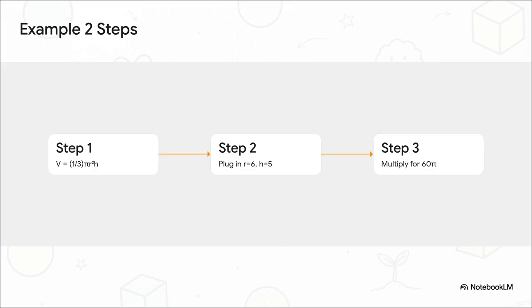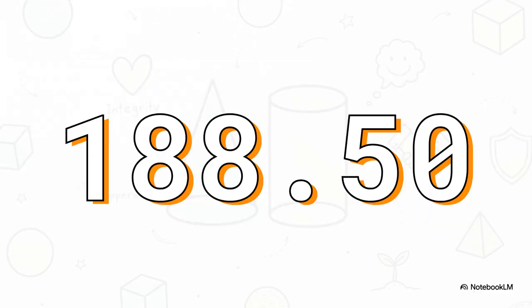6 squared is 36, multiply that by 5 to get 180, cut that into a third, and we land at exactly 60 pi. Converting that 60 pi by multiplying out the value of pi gives us our final answer of roughly 188.50 cubic inches. Again, the process is incredibly similar to the cylinder. We just have to remember that a cone is inherently smaller, 1/3 the size to be exact.